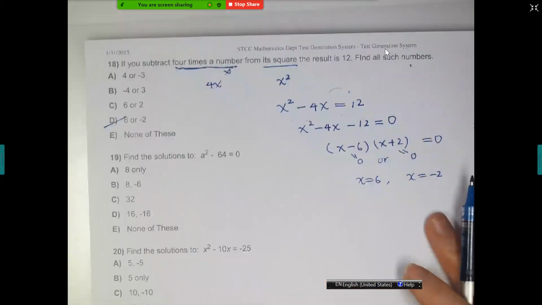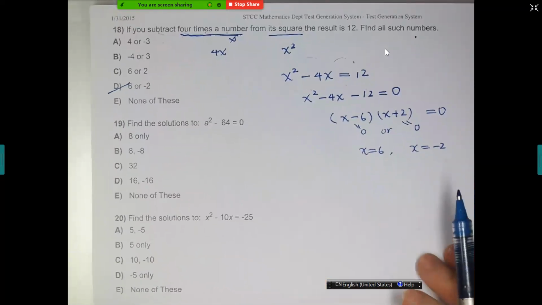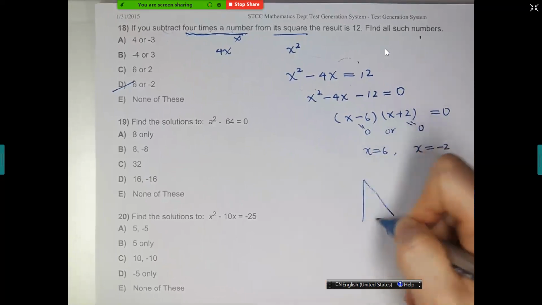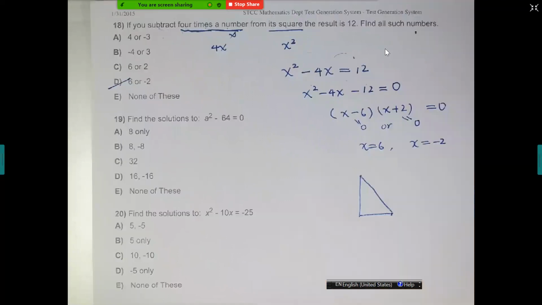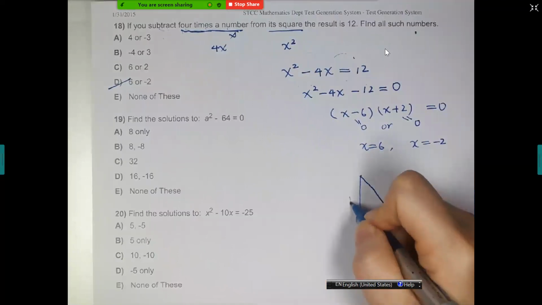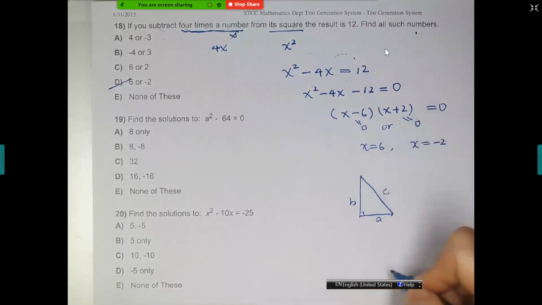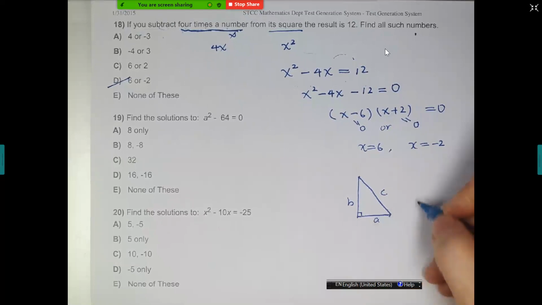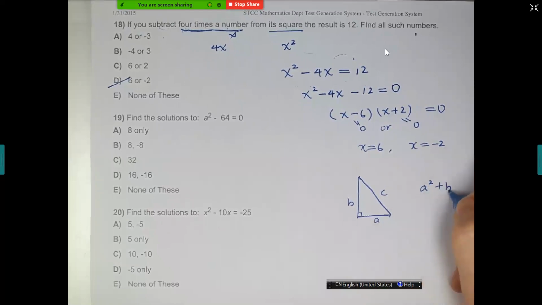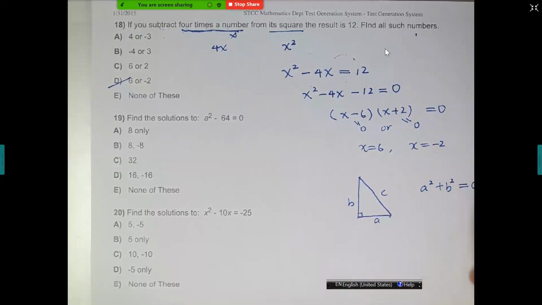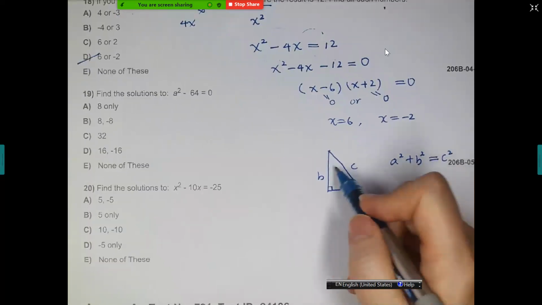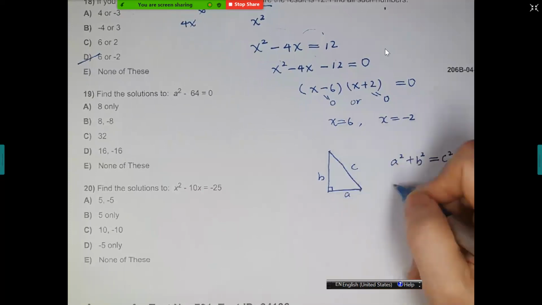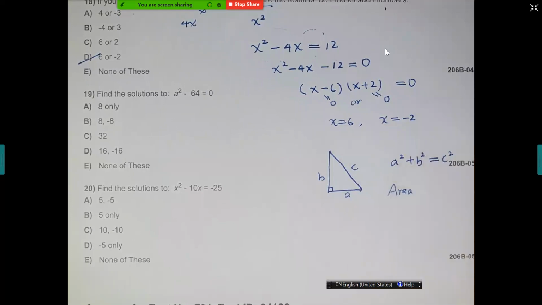And on our real exam, I want to remind you, we might see a problem about a right triangle. So remember what? When we have a right triangle, we have a and b as the two legs. c is the hypotenuse. Never forget the Pythagorean theorem: a squared plus b squared equals c squared. So this is the first thing we should know about a right triangle. Another thing here, for a right triangle, how do we calculate its area?